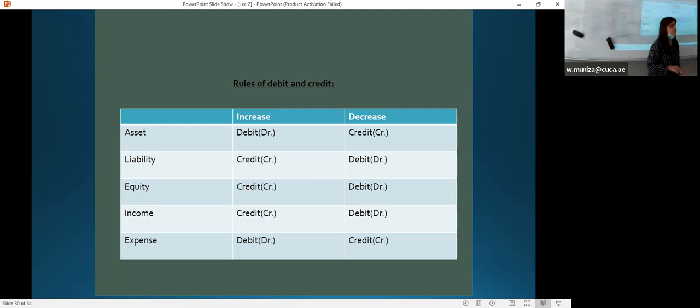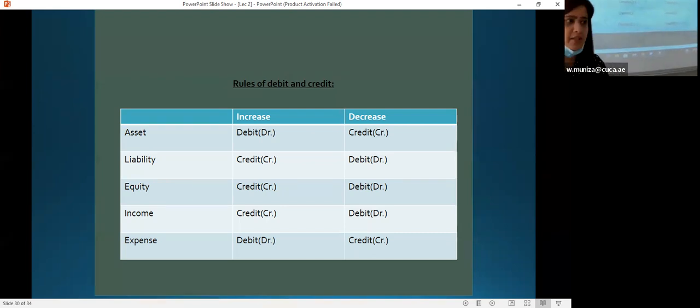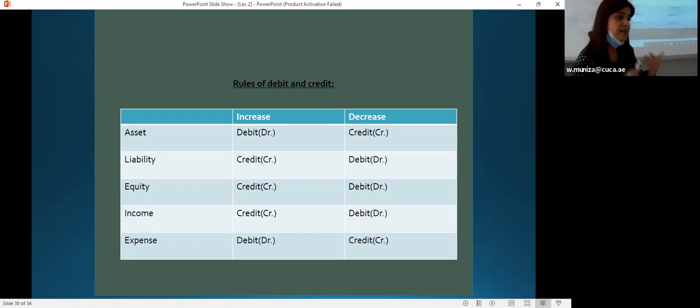Say, for example, we have sold something for cash. If we have made sales and we have received cash, which thing is increasing in the business? Which thing is coming to the business? When we are selling something, what is the business receiving? Cash. Cash is an asset. We are going to debit cash. If we have sold inventory and we are getting cash, credit is going to be the sales.